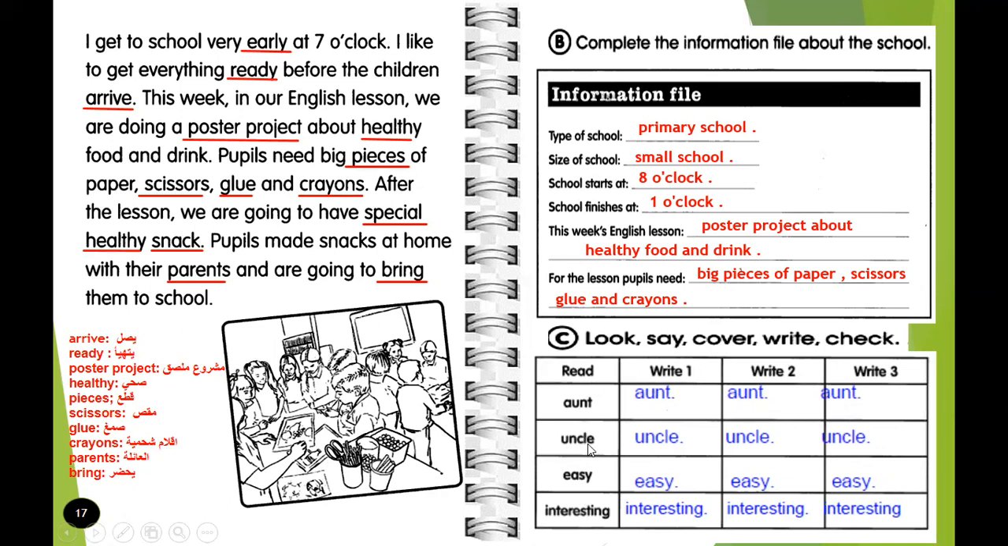We have uncle. You should repeat it 3 times. Easy. You should repeat it 3 times. Write 1, write 2, write 3. And we have the word interesting, اللي هي ممتع. You should repeat it 3 times.